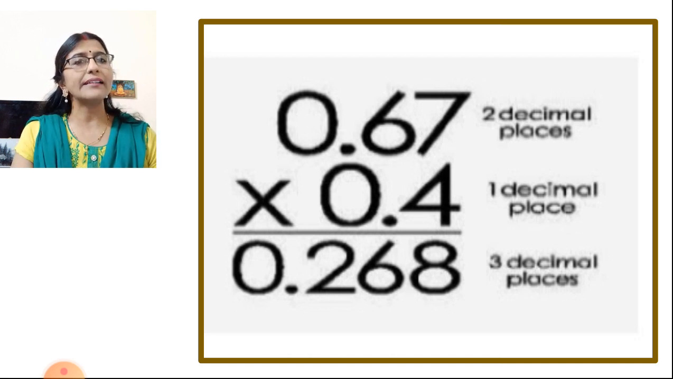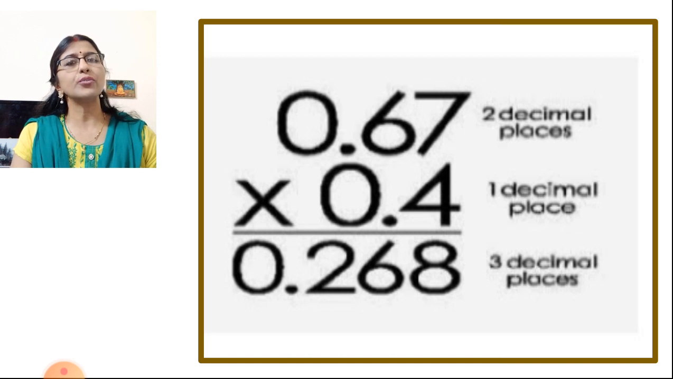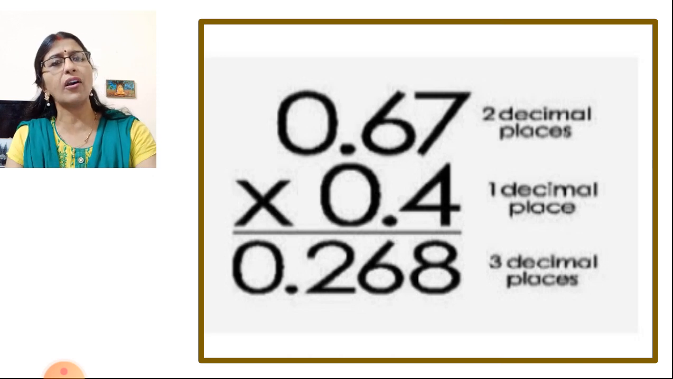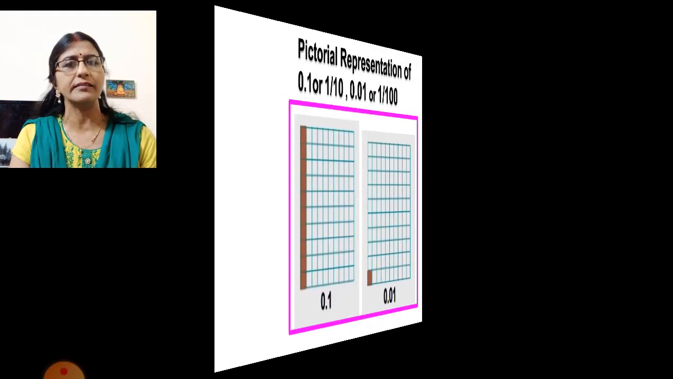In the second one, you can see there is 1 decimal place, that is 4. And now we are going to add these 2 decimal places, so you will get 3 decimal places. Now you can see in the product 1, 2, 3. So 3 decimal places you will count, and the point will be before 2. So the product will be 0.268. Children, practice all the sums which I am showing you here.